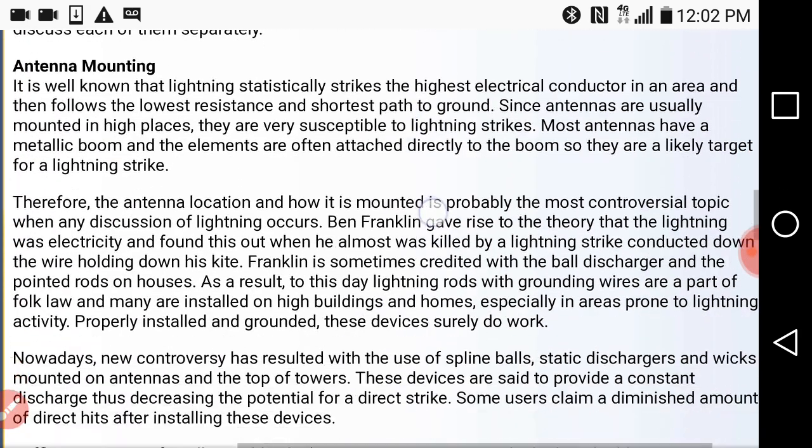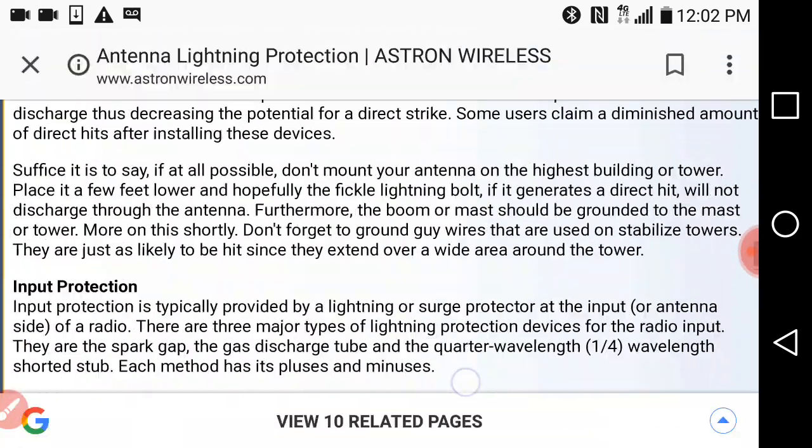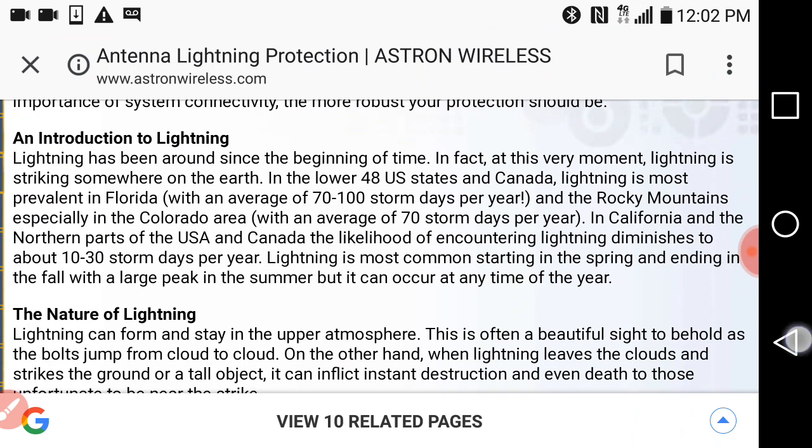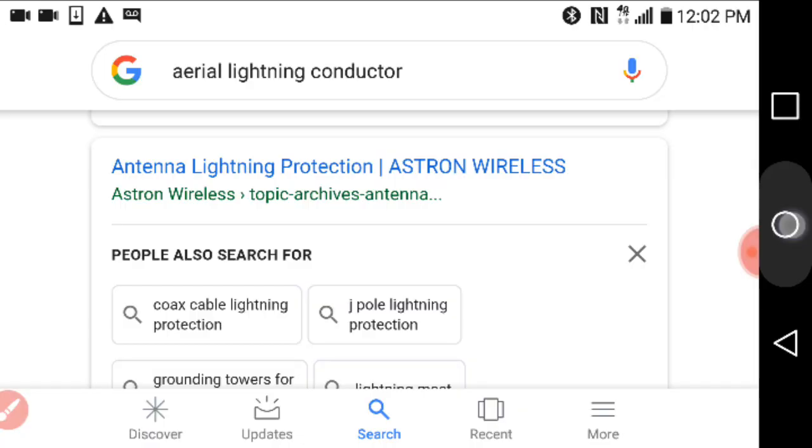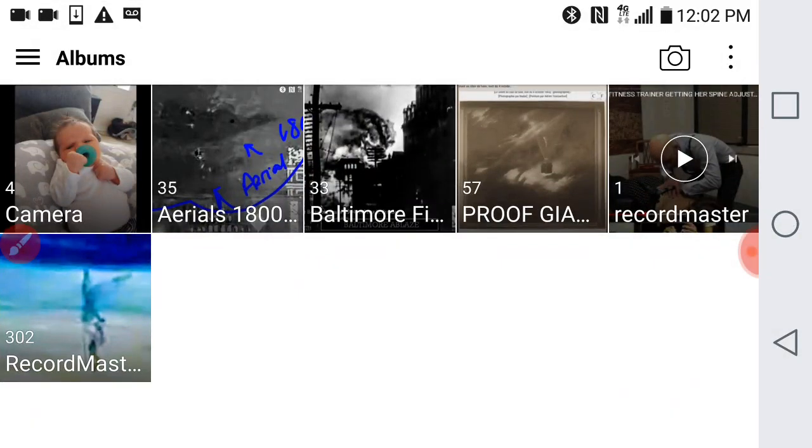Let's look at antenna mounting. We don't need to do that. So we see that, right? I can't find anything on it. So let's go to the pictures and show you the proof that lightning exists from point to point.